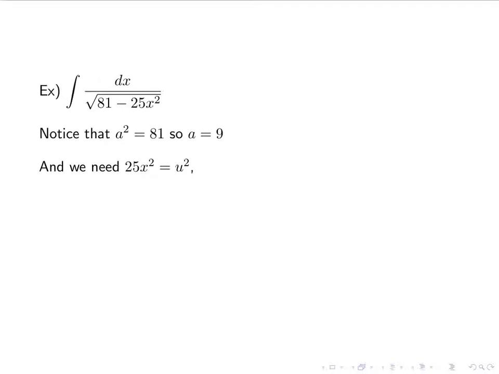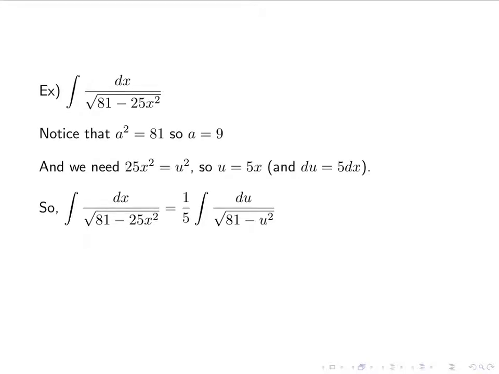And now, again, we're going to do a U substitution. So I want U squared to be what else I have in there, which is 25x squared. So 25x squared is U squared. So U has to be 5x. So I square root the 25, I square root the x. So U is 5x. Don't forget the rest of the U substitution. Du is 5 dx.